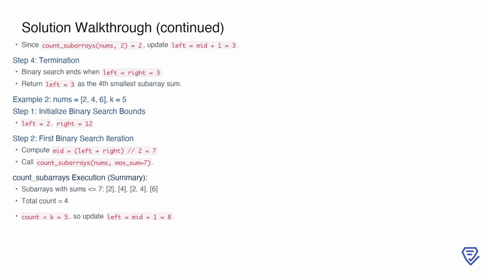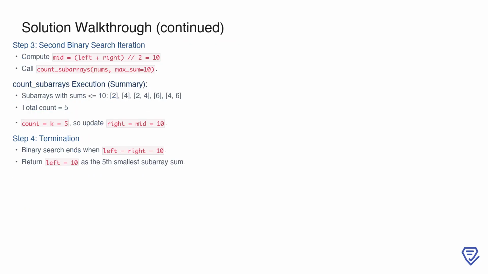which becomes 8. For the second iteration of binary search, we calculate the new midpoint as (8 + 12) / 2, resulting in 10. We call count_subarrays with a maximum sum of 10. Summarizing the execution, the function identifies 5 subarrays with sums less than or equal to 10: 2, 4, 2, 4, 6, and 4, 6. Since the count matches k, we update the right bound to the midpoint, which is now 10. The binary search terminates when the left and right bounds converge at 10.